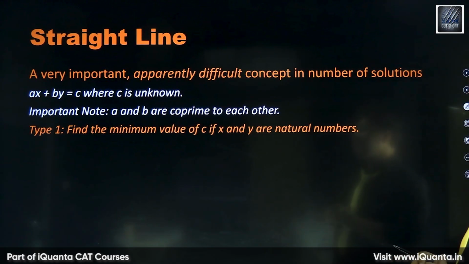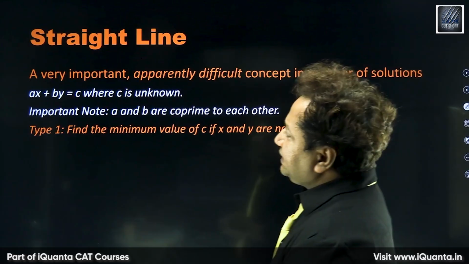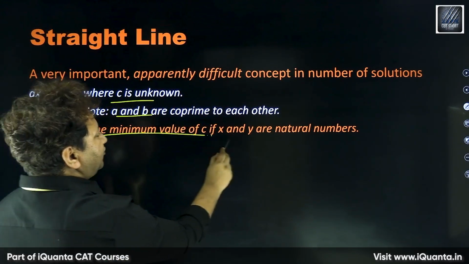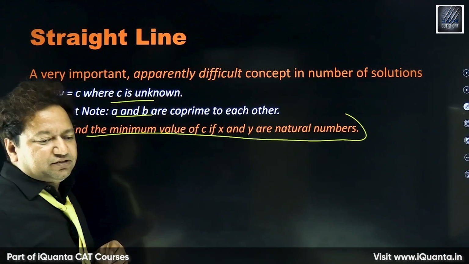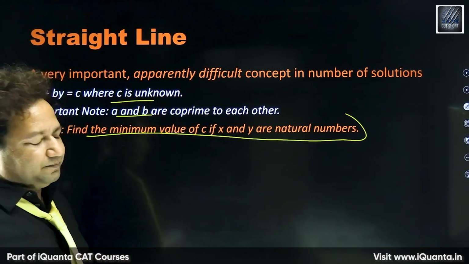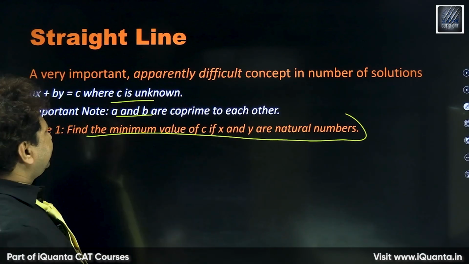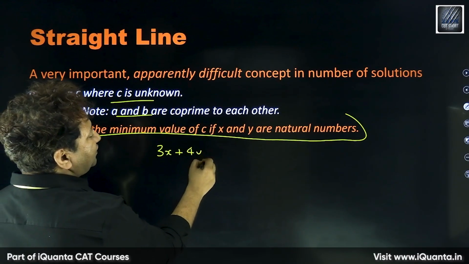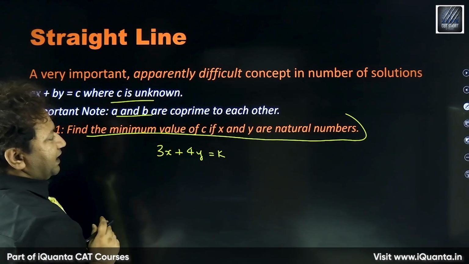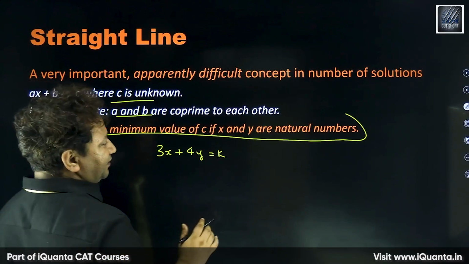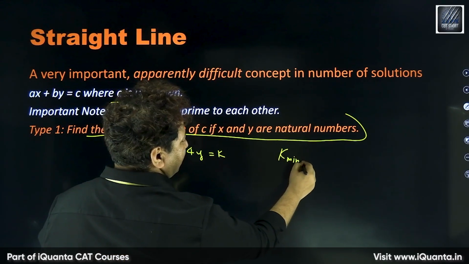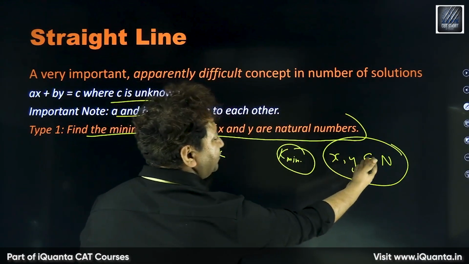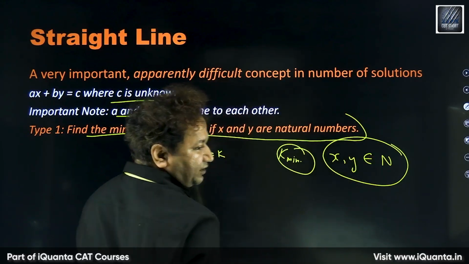Now, a very important, apparently difficult concept, numbers of solutions. ax plus by equal to c, where c is unknown, a and b are co-prime. Type 1, find the minimum value of c if x and y are natural numbers. Interesting. So here, let's say someone asks you 3x plus 4y is equal to k. All right. And we want the minimum value of k if x and y both are natural numbers belonging to N, where N is natural numbers.